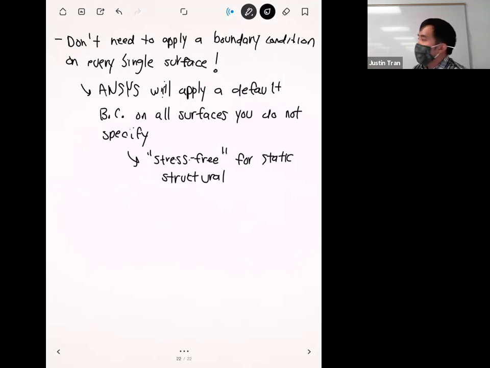Okay. But also keep in mind that if you don't want a surface to be stress-free, right? Maybe it is leaning against something, or maybe there's going to be some kind of load there, then make sure you specify that, right? And so remember, don't assume anything, right? If you don't want a surface to be stress-free, then make sure you specify that in your boundary conditions, okay?